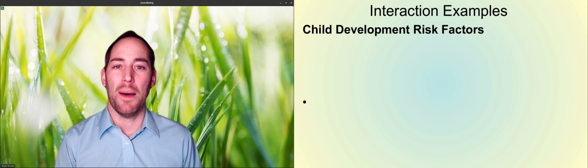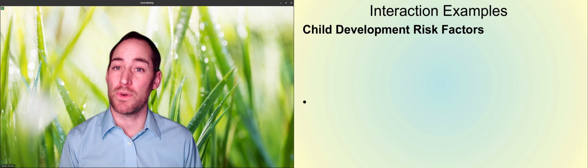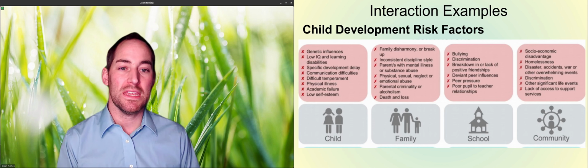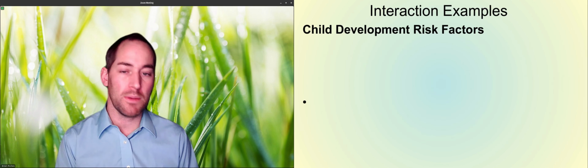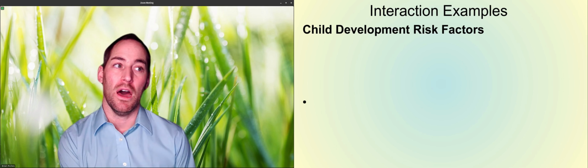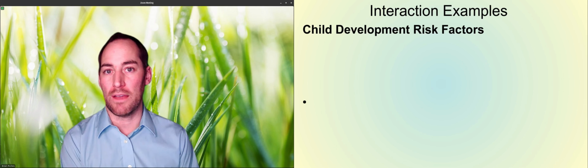So another example of an actual interaction are risk factors in childhood development. So we see that for having more and more risk factors, you are at a higher likelihood of problems in later life and adulthood.